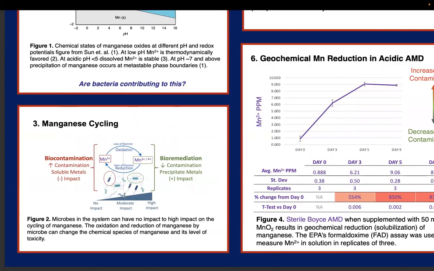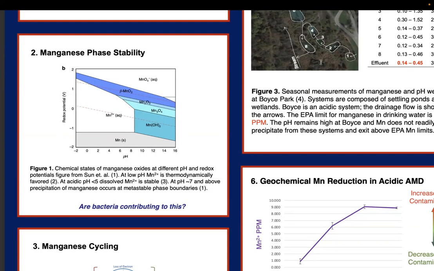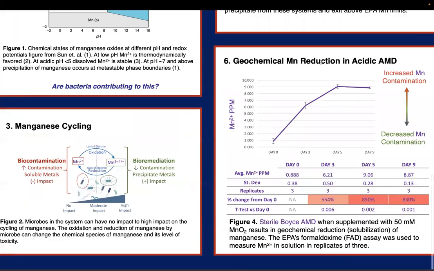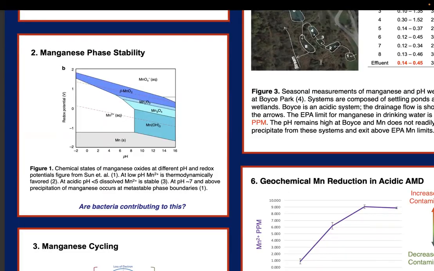Manganese can be found in these different oxidation states based on the gain or loss of electrons through oxidation-reduction reactions, and microbes can help drive this. So we're really interested in knowing which microbes are present in these passive systems so we can determine who is contributing to this bioremediation, which is positive, or this biocontamination, which is negative.